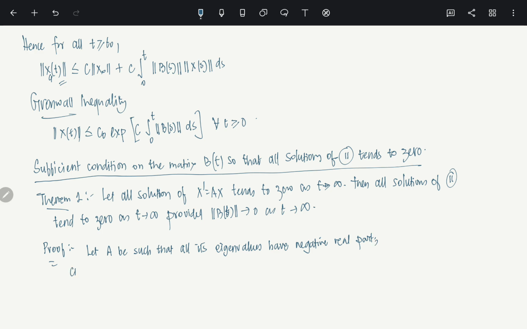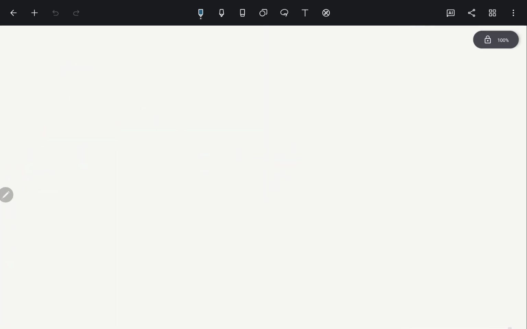So check that any solutions basically tend to 0 as t tends to infinity. Maybe I can give you some ideas why this is true. Again, this is not the whole proof, I'm just giving you some ideas on how to go along this.